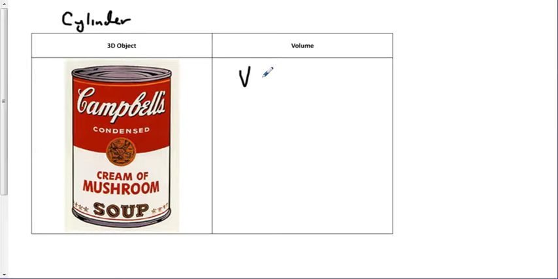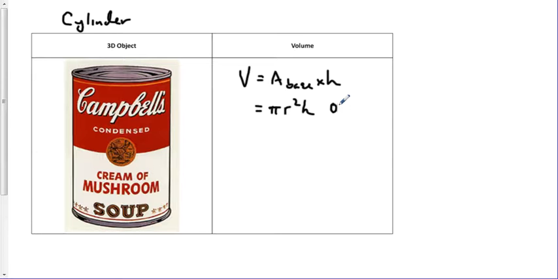And its volume, again, is area of base times the height. This time the base is a circle. So you guys will see in your formula sheet for a cylinder, the volume is pi r squared, because that's the area of the circle base. But for a cylinder, it's a prism. To find the volume, you also multiply by the height.